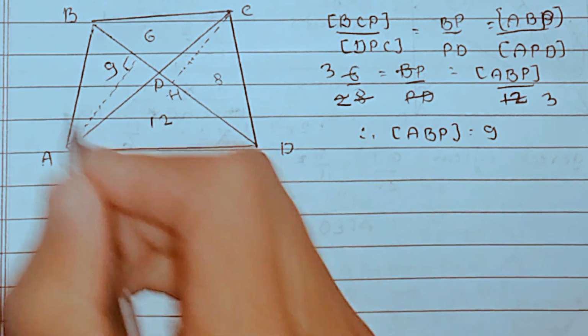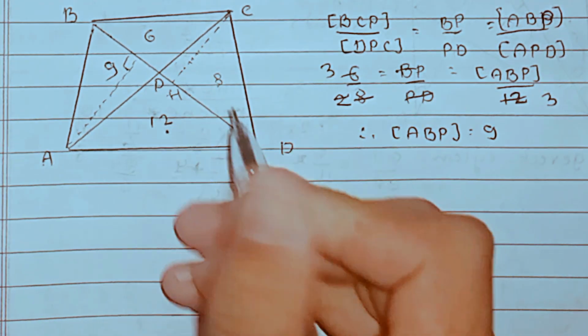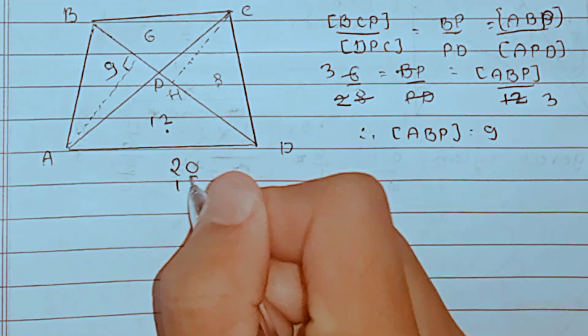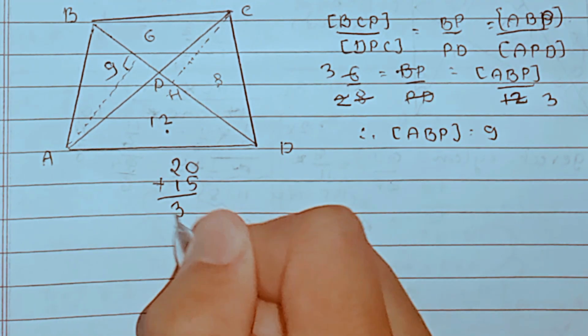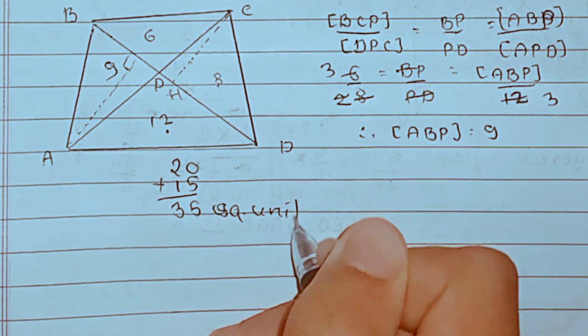So if we want to find the total area, we will add all of this. 8 plus 12 is equal to 20, 9 plus 6 equals 15, so the total area will be 35 square units. Thank you.